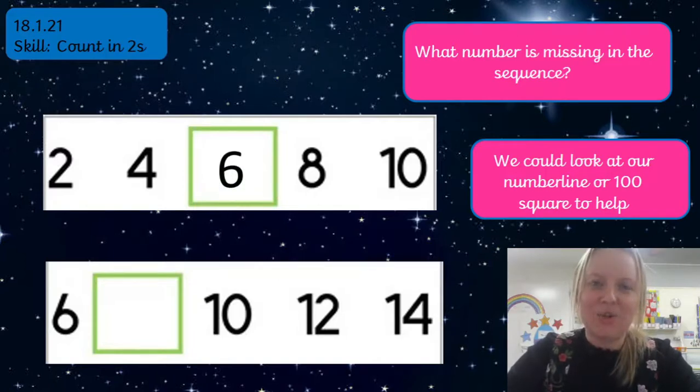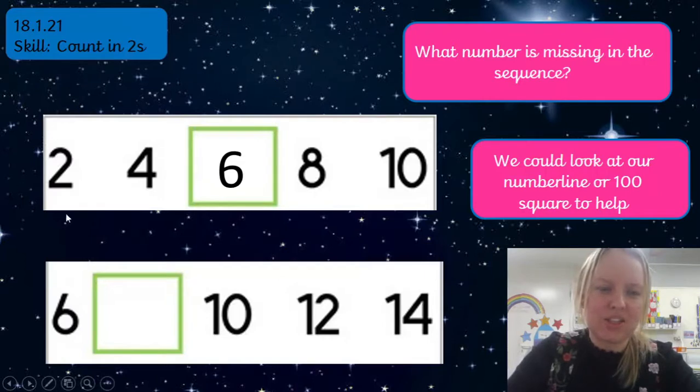Okay, hopefully you got 6 for your answer. 6. Let's check it. 2, 4, 6, 8, 10. Perfect. Okay, this time we're not going to start from 2, we're going to start from 6. Okay, 6, something, 10, 12, 14.